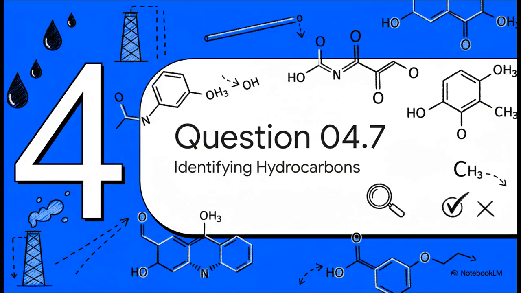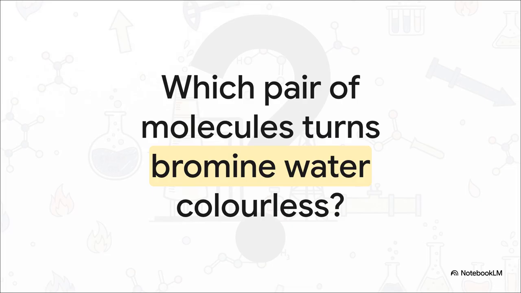All right, let's wrap this up with the final part of this big question. It's a 1-mark multiple-choice problem that's all about testing if you can spot the difference between different types of hydrocarbons. So the question is asking which of these pairs would both turn bromine water colorless. Remember, this is the classic chemical test for an alkene, a molecule with a carbon-carbon double bond. So all we need to do is find the option where both molecules are alkenes.